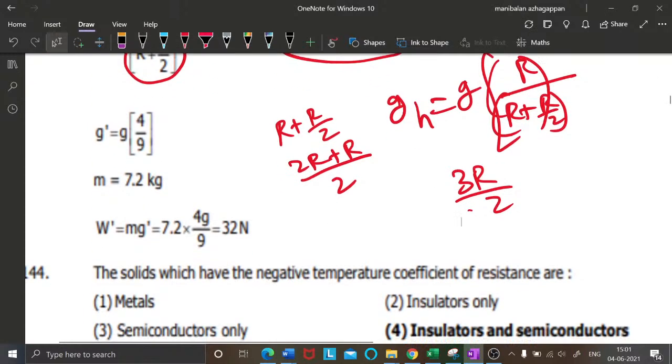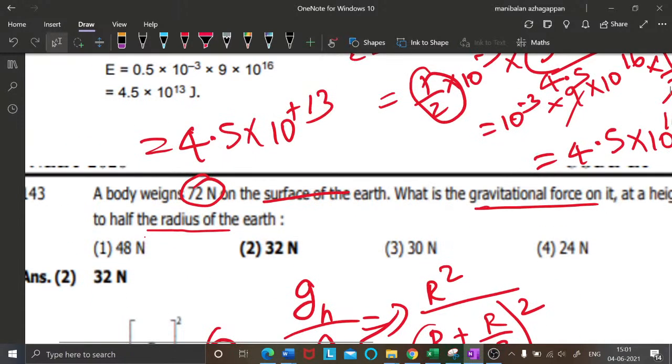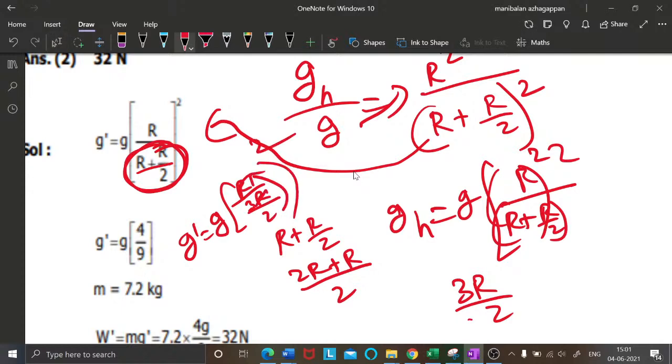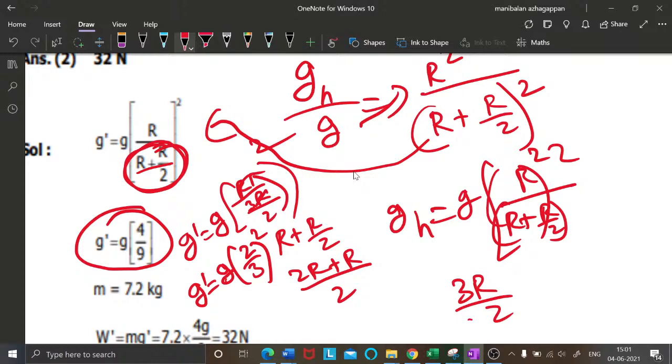So gravity at some height we are calculating. Together I'll get 3R divided by 2. So g dash is equal to g R squared divided by (3R divided by 2) whole squared. I can cancel this: the 2 will go into the numerator with the whole square. So we'll have g dash is equal to g times (2 divided by 3) whole squared. 2 squared will be 4, 3 squared will be 9. So I get this equation: g dash is equal to g times 4 by 9.